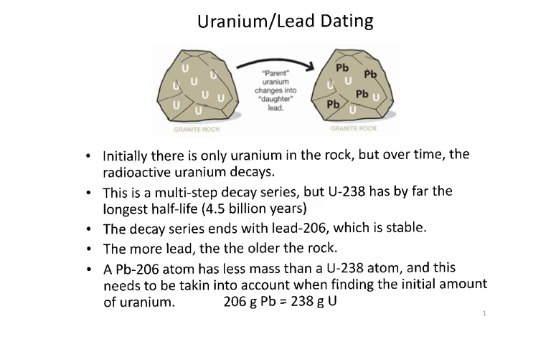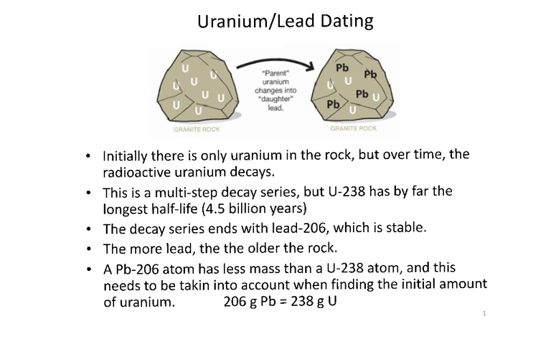The end of that decay series is lead, specifically lead-206. Over time, the amount of uranium decreases and the amount of lead increases. So the more lead there is, the older the rock is. Now, each uranium atom changes into a lead atom. But of course, we know that the mass of a lead atom is less than the mass of uranium-238.